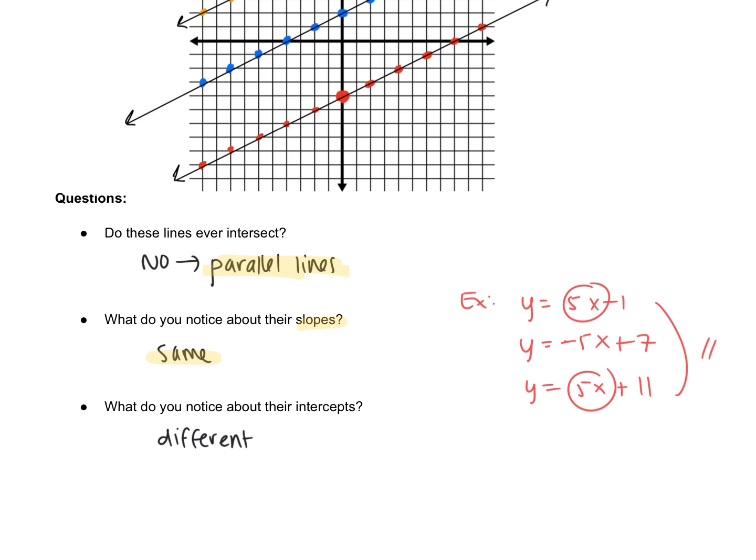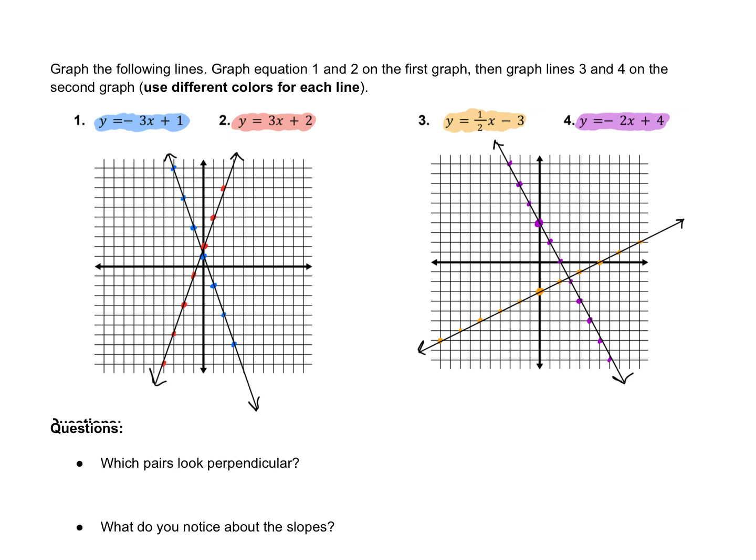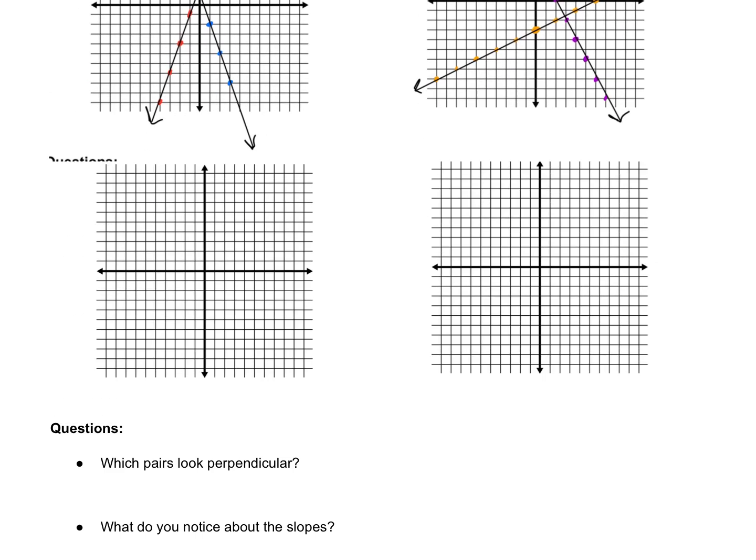Okay, let's look at the second one that you did. These were the graphs I got here. Okay, 1 and 2, they intersect, but it doesn't really look like there's anything special. 3 and 4 intersect, but they look like they intersect in a certain way. What does it look like may be true of 3 and 4? They are perpendicular. And what does perpendicular mean? They form a 90-degree angle. They form a right angle.